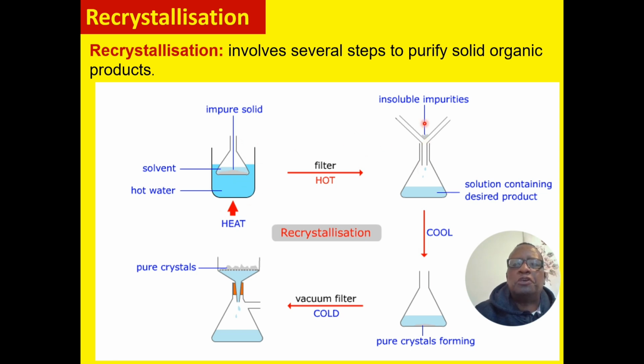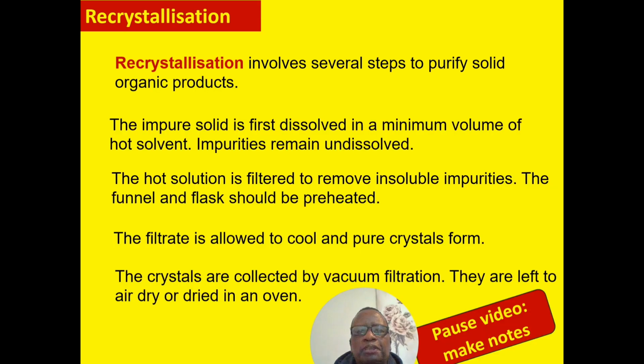You filter the impurities there. The impurities remain in the funnel on the filter paper and your desired product is now in solution. After that, you put it in an ice bath, you cool it, and you form pure crystals of aspirin. And then you put it on the Buchner funnel, filter under vacuum, and you get pure crystals of aspirin. This is one process that you cannot choose to forget. You can pause the video and take notes here.